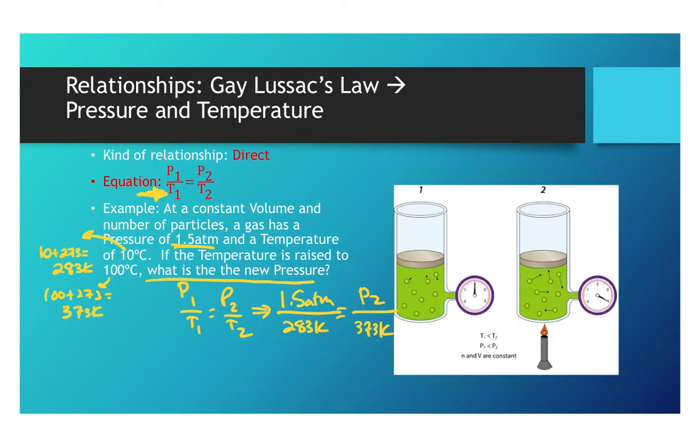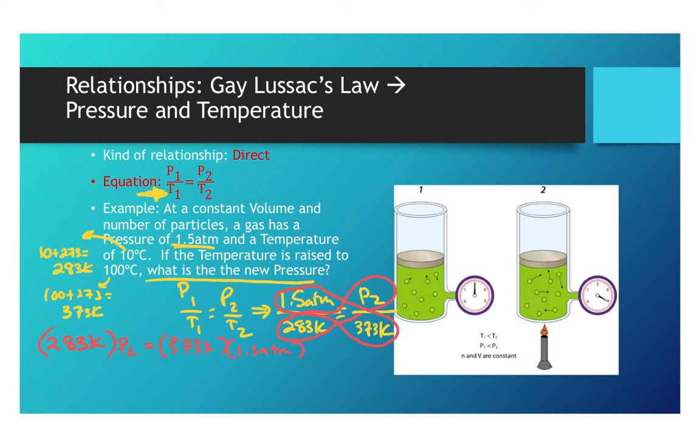Okay. At this point, there's lots of different algebra that you can use in order to solve for P2. But the easiest one for me is always going to be cross multiply and divide. So I'm going to cross multiply and divide here, and we're going to end up with 283K times P2 equals 373K times 1.5 ATM.